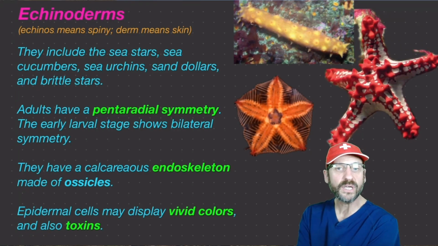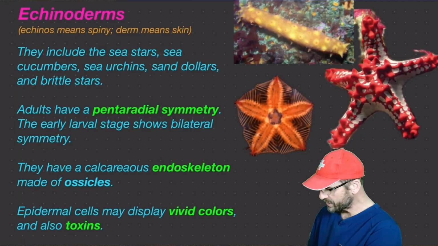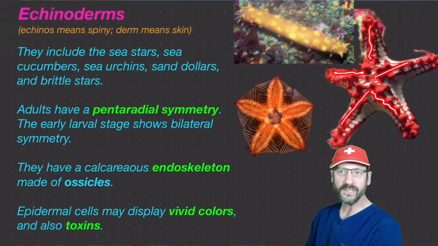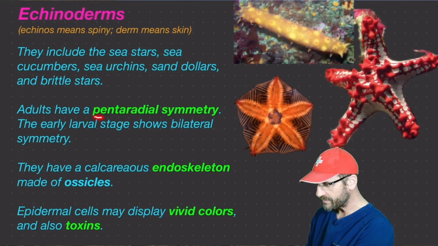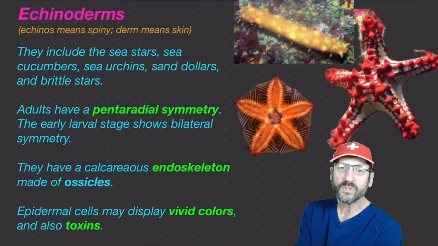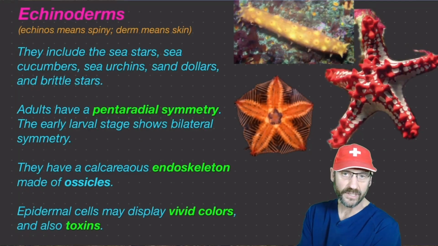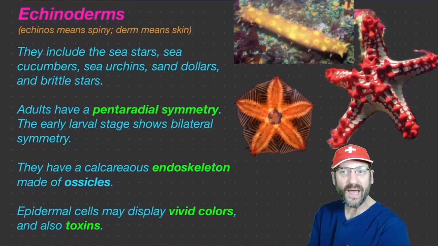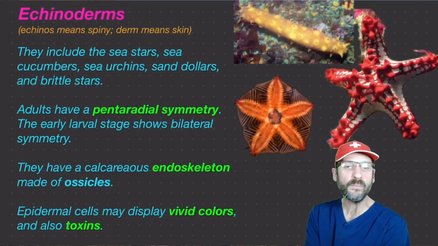The adults have a pentaradial symmetry. You can see that right here in this specimen, for example, how we got these five limbs coming out of a central part. Penta means five. The early larval stage shows bilateral symmetry before the pentaradial symmetry, so there is some bilateral symmetry in them as well.